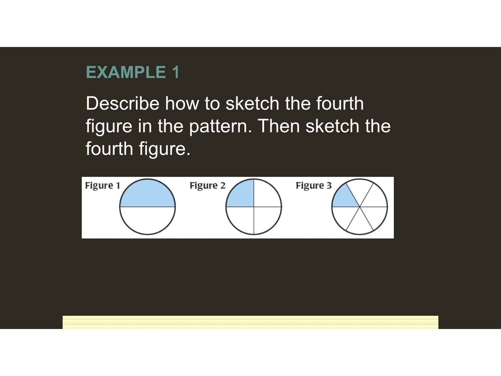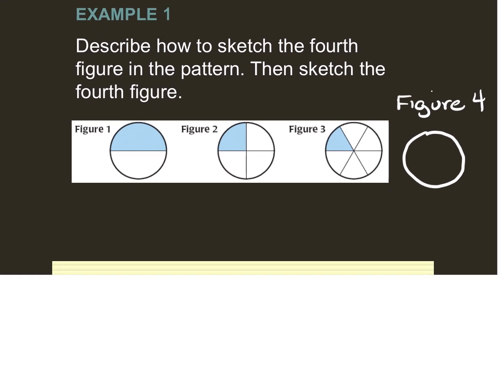So let me go ahead and draw a circle here. So this is going to be figure number 4. I'm going to draw a circle. So what do you think is going to happen with figure 4? How many sections do you think I need to make? 8. Okay, 8. Good. So notice the first one had 2, the second one had 4, and then the next one had 6. So what kind of conjecture could you make? So you can see that this one's going to have 8.